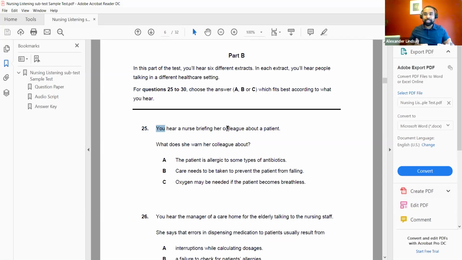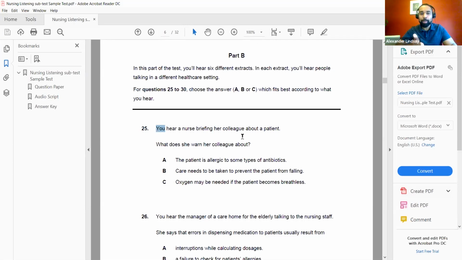A nurse is briefing her colleague. So it's likely that this could be a monologue, just the nurse speaking. The colleague may be responding, but the main speaking is going to be based on the nurse. So straight away, we can start to think about what setting it's going to be. Okay, a nurse is going to be warning her colleague about something in the context of a workplace briefing. And the more that psychologically we're prepared for what we're going to hear, the easier it's going to be to access the information once the information is played in the recording.